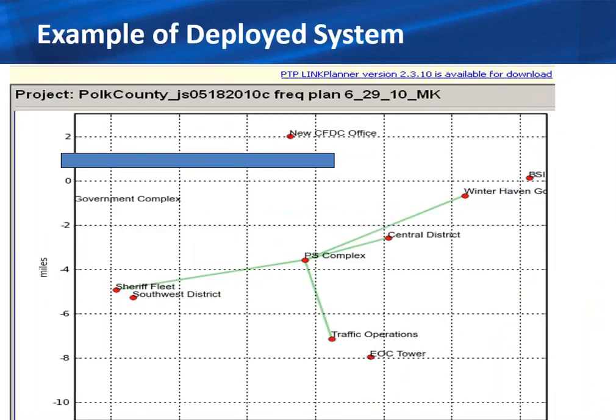Okay. Example of the deployed systems: of course, you can see Link Planner allows me to map out systems, so I can actually go and look at what my links might look like.